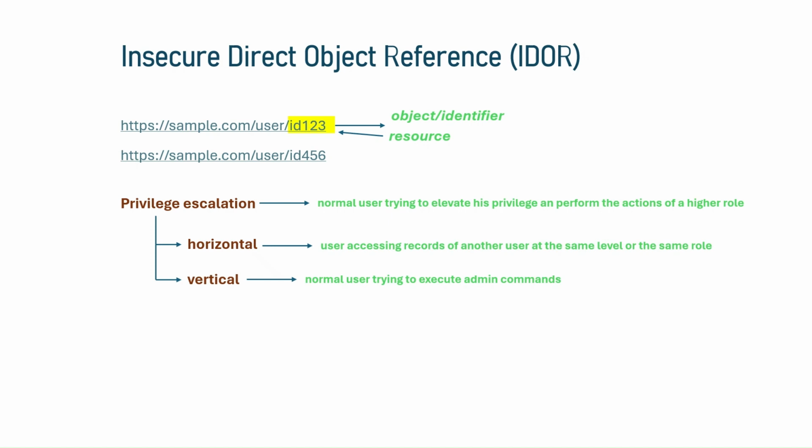This is exactly what happens with insecure direct object reference too. And now you can totally understand what I meant when I said insecure direct object reference is a type of privilege escalation. Let's move on.